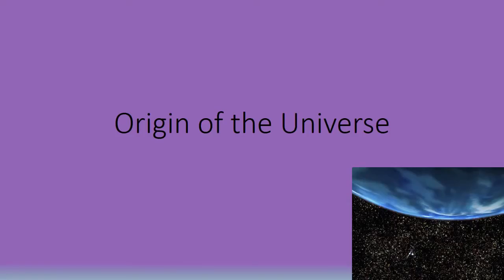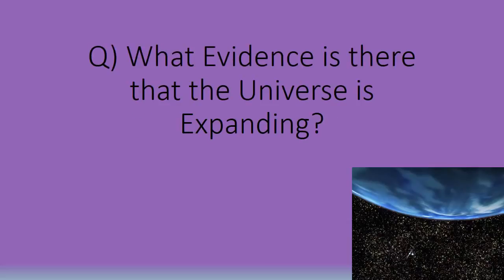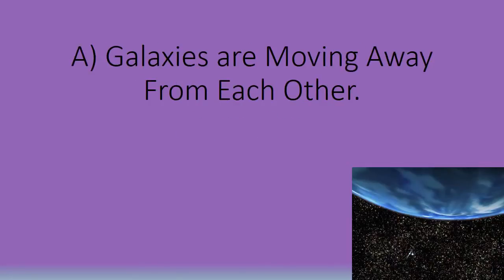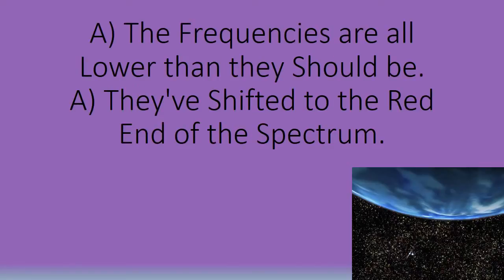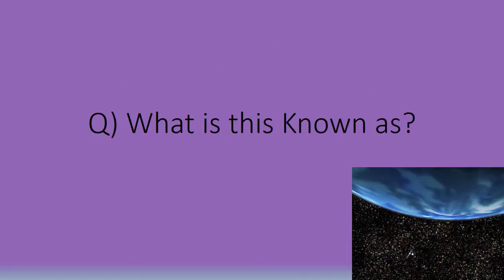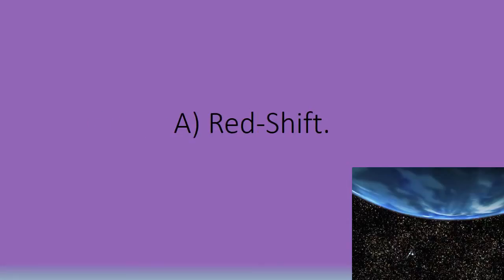Origin of the universe. What evidence is there that the universe is expanding? Galaxies are moving away from each other. What do we find when we look at light from distant galaxies? The frequencies are all lower than they should be. They've shifted to the red end of the spectrum. What is this known as? Redshift.